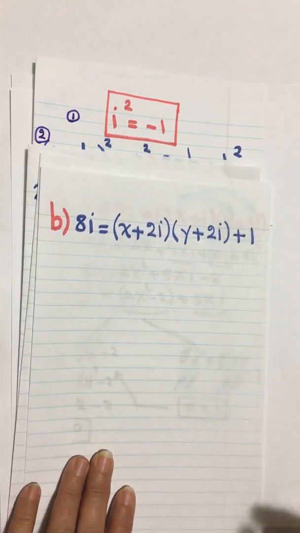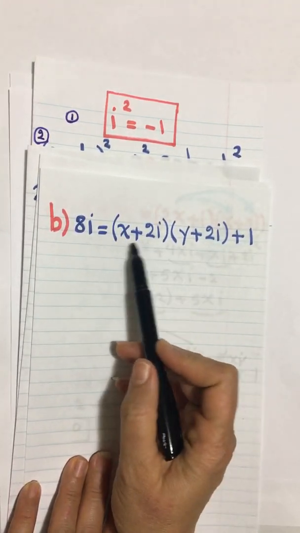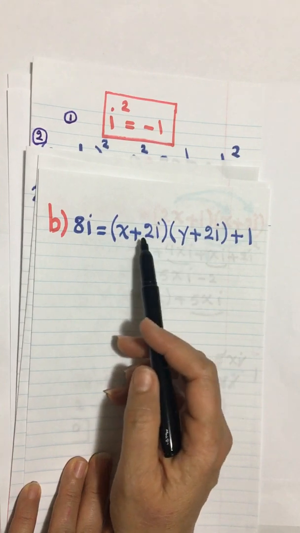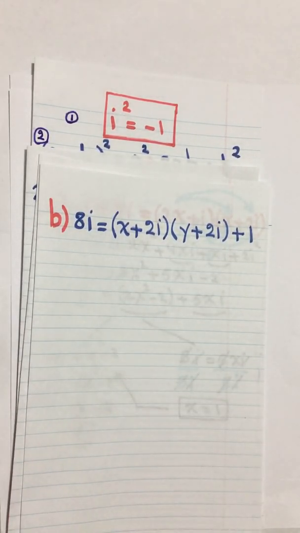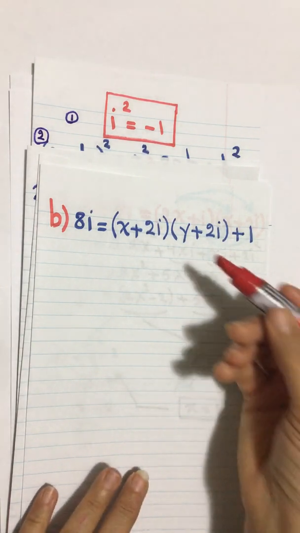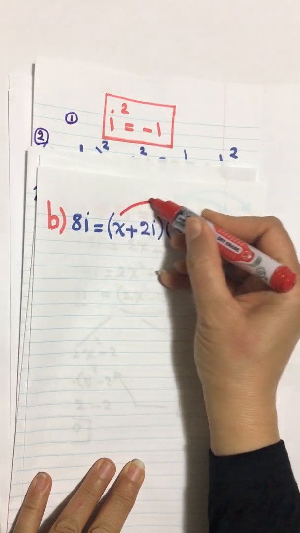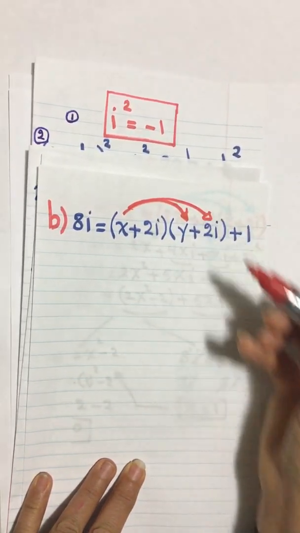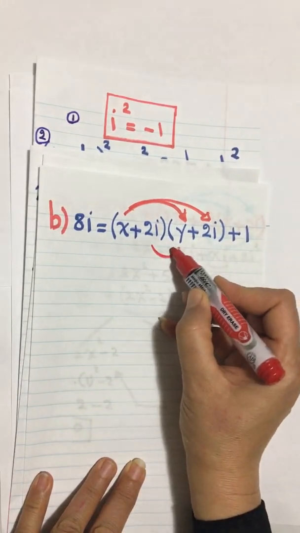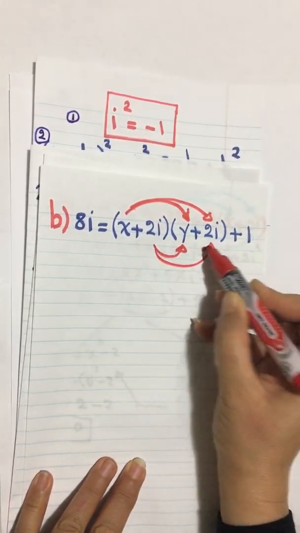8i equals the right side. So the first thing, I have two parentheses. So I'm gonna multiply x times y, x times 2i, and then 2i times y and 2i times 2i.